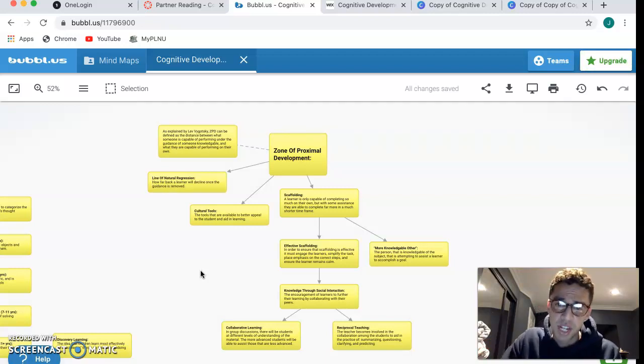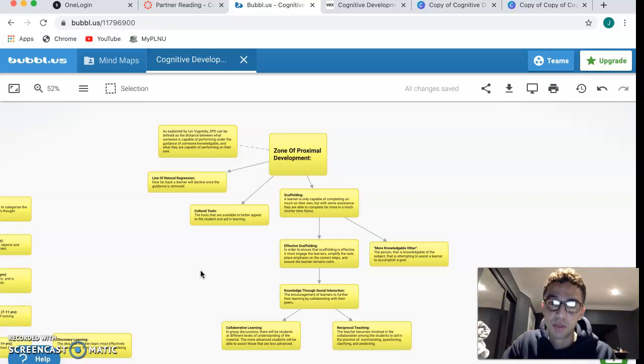So branching out from this social interaction, right, we've got two things. The first one is collaborative learning. And so in group discussions, there will be students at different levels of understanding of the material. The more advanced students will be able to assist those that are less advanced. So again, right, kind of like what I was just talking about, in groups there might be a student that's more advanced that might be able to better assist the student or further assist, right, than you can as a teacher. So collaborative learning.